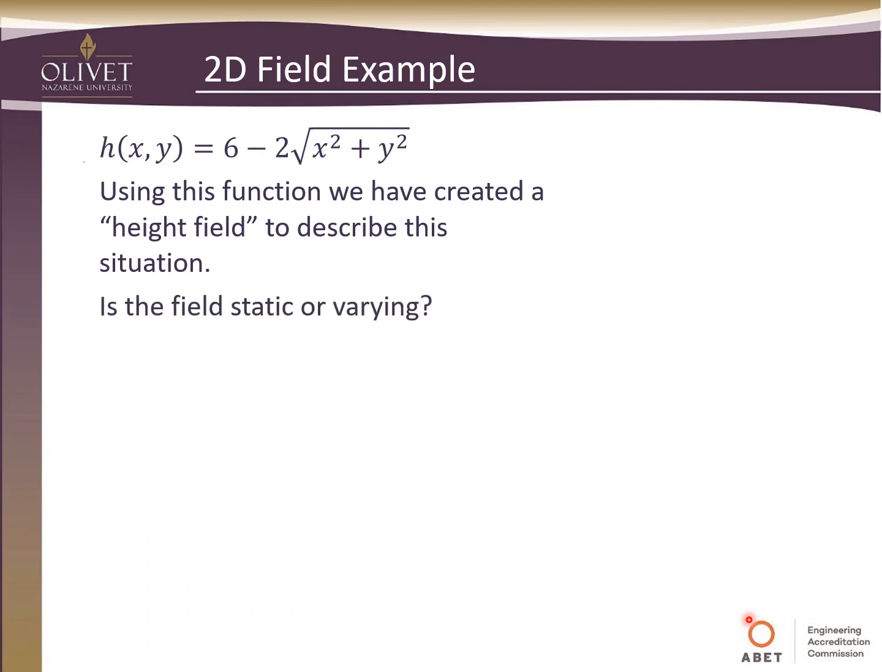So let's ask ourselves some basic questions. Is this field static or varying? Well, since the height doesn't change over time, if I examine it at one xy point, then come back later at the same xy point, that height's going to be the same both times. So that's what we call a static field. Is the field scalar or vector? Well, the height is a directionless quantity, right? It's not like height in one direction or another. So that being the case, this would be a scalar field.